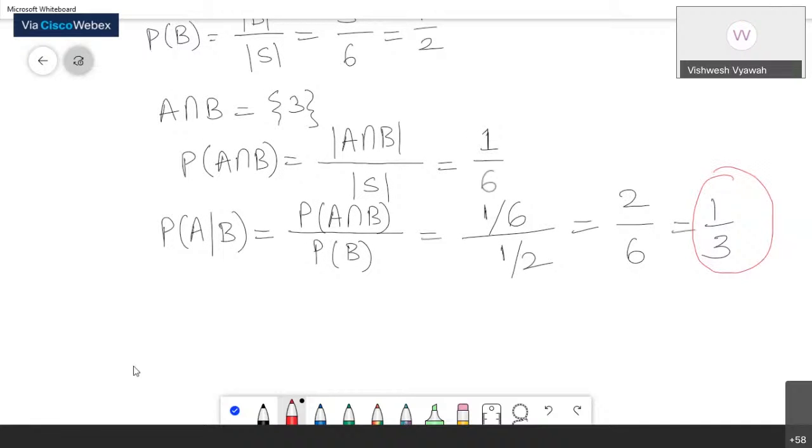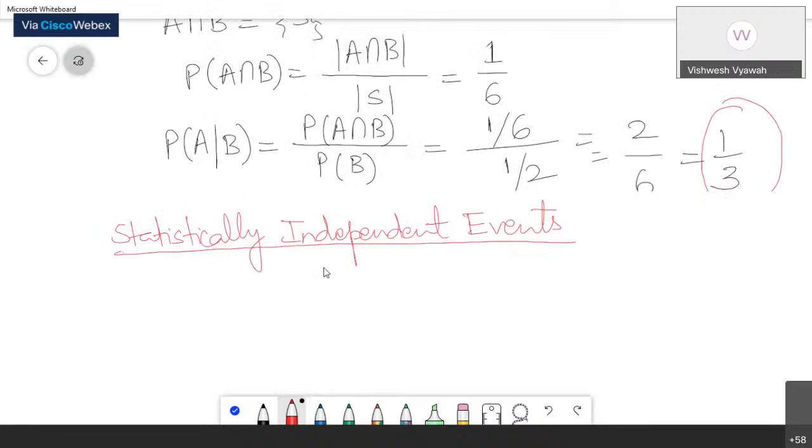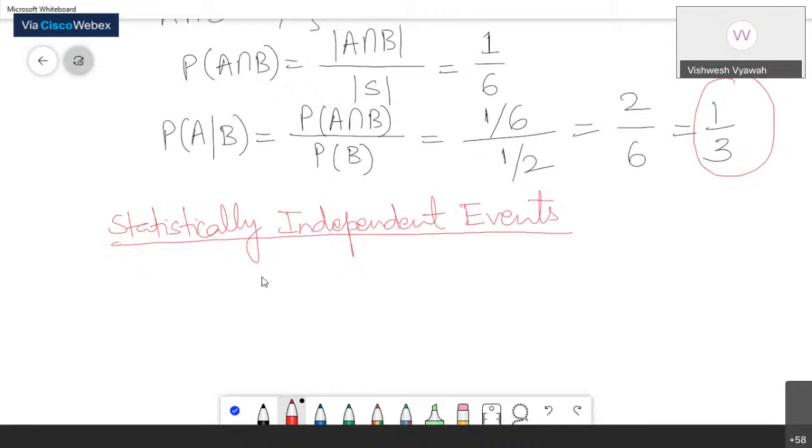Next thing that we are going to consider is statistically independent events. I am going to talk about statistically independent events. The idea is very simple. What does this mean? A and B are SI, I am writing it, statistically independent, if, in plain English, what does it mean?